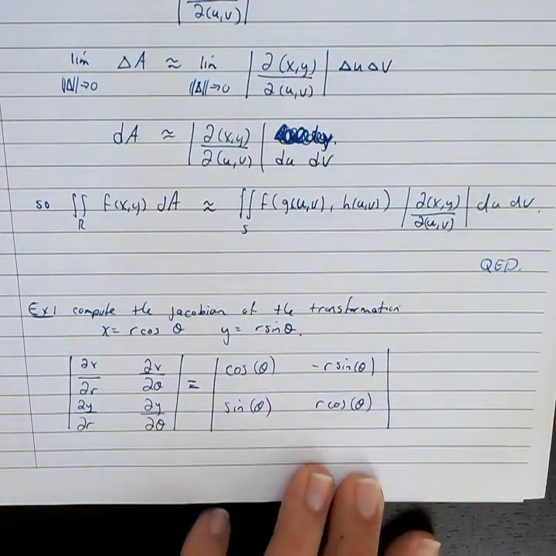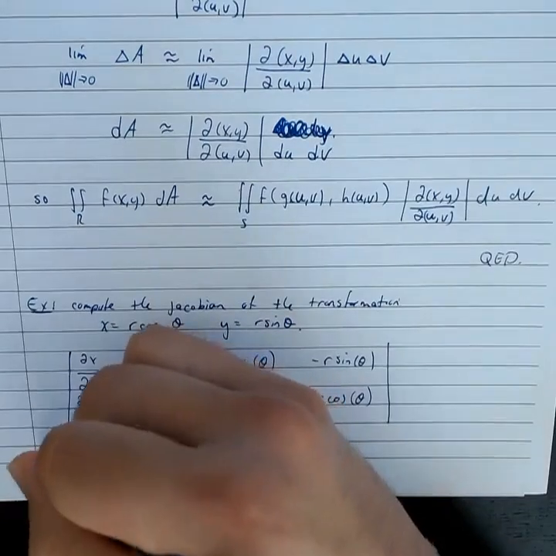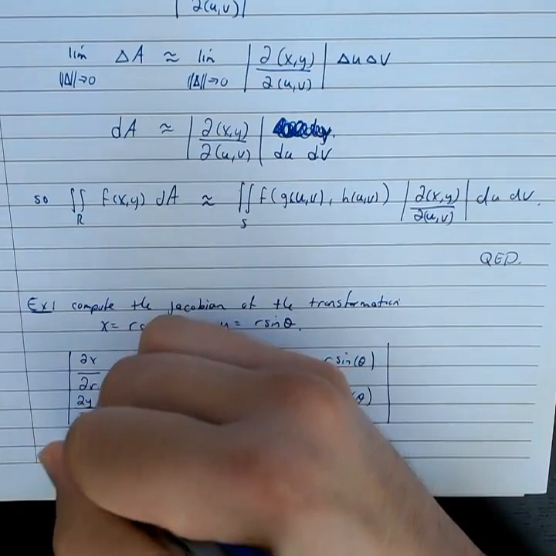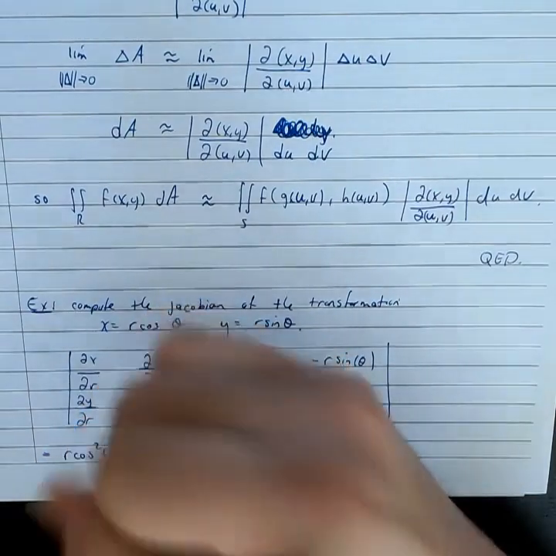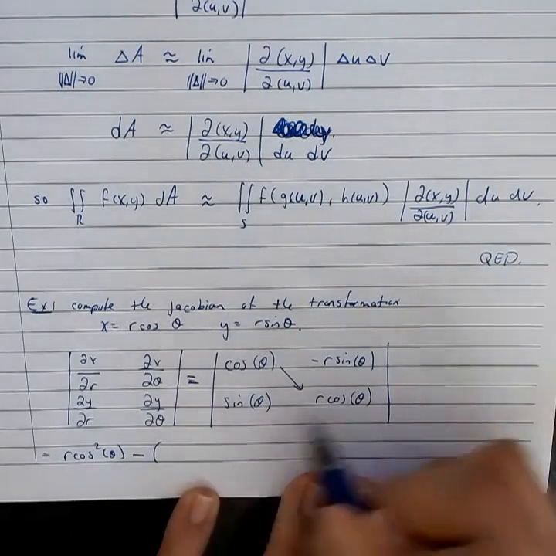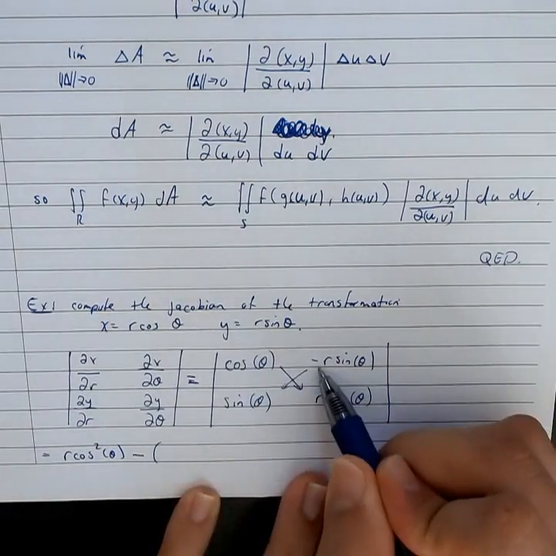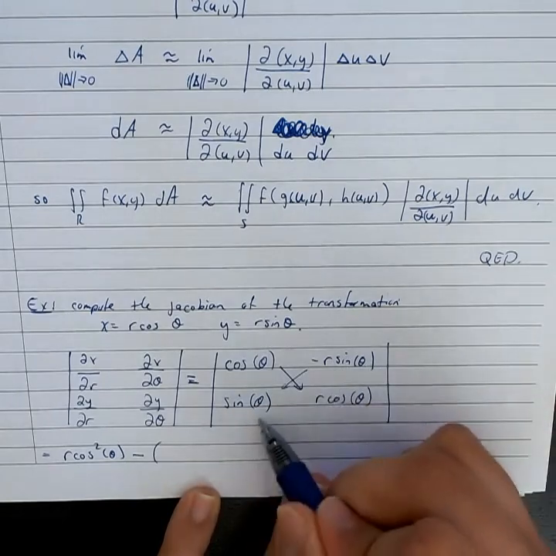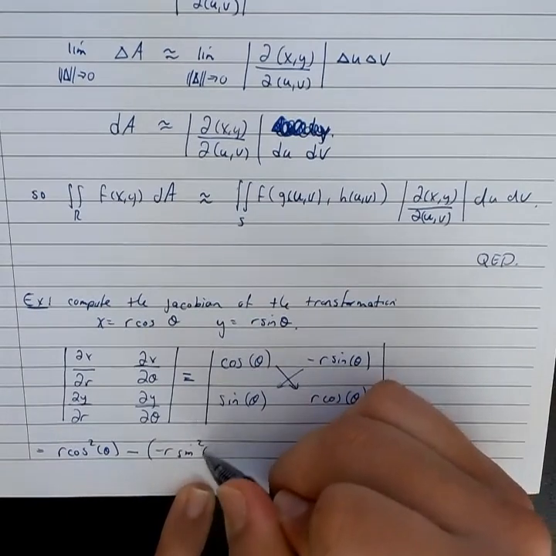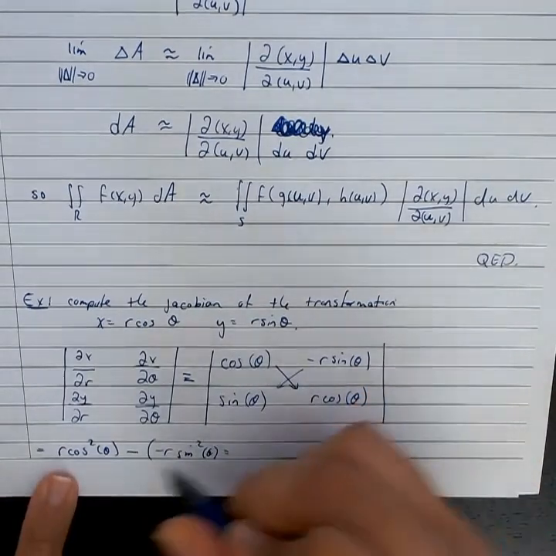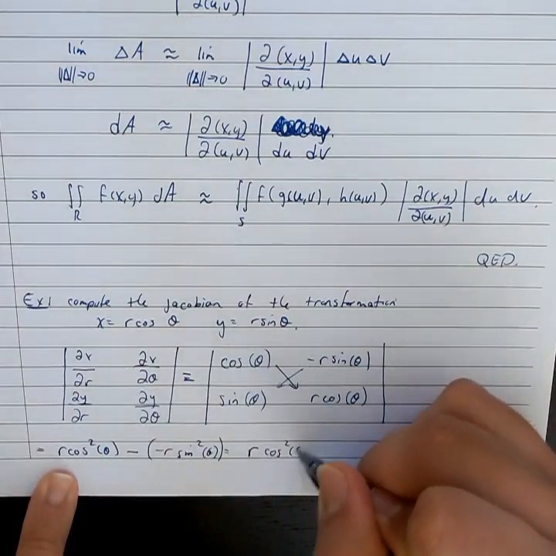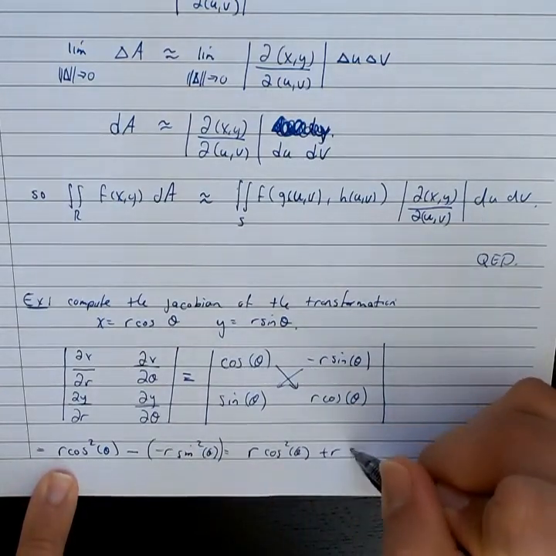All right, so now let's take a determinant. That's going to equal r cosine of theta times cosine of theta. That's r cosine squared of theta. Okay, minus, and now let's go backwards. That's going to be negative r sine of theta times another sine of theta, which is negative r sine squared of theta, which, double negative makes that a plus. So that's going to be r cosine squared of theta plus r sine squared of theta.